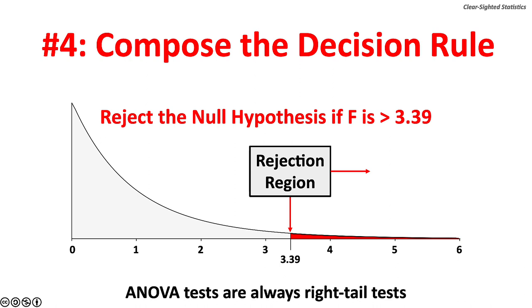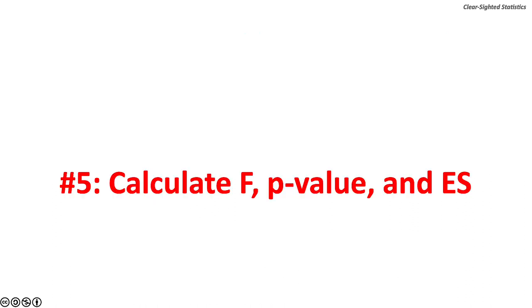Here is the decision rule. Reject the null hypothesis if F is greater than 3.39. The red tail marks the rejection region. Remember, ANOVA tests are always right tail tests. Step 5, find the value of the test statistic, p-value, and effect size.